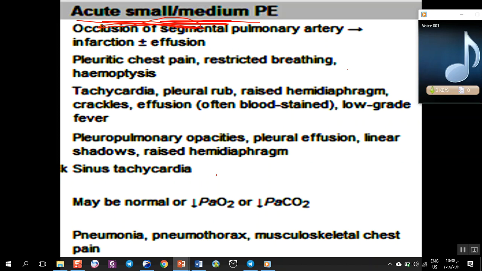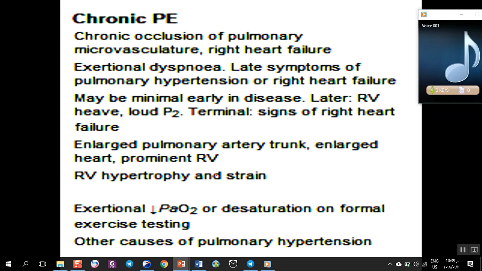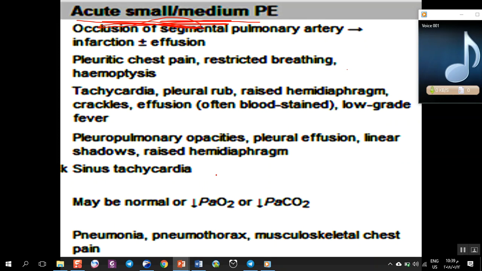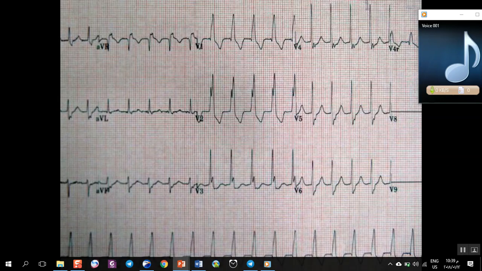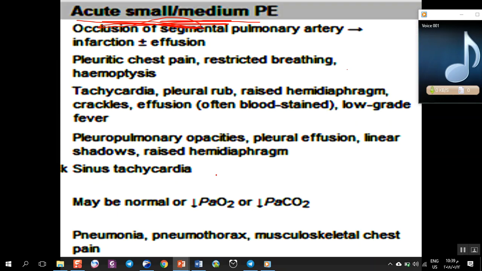ECG shows sinus tachycardia, presumptive diagnosis. In gas analysis, we also have decreased oxygen. A less severe condition, you see, this is less insidious, more acute. The differential: aspiration pneumonia, pneumothorax, musculoskeletal chest pain. You see the difference from the first one. Chronic embolism will now be unnoticed.